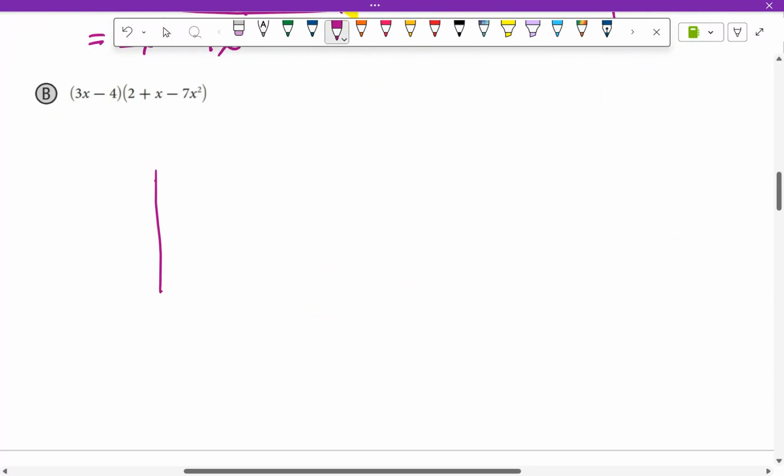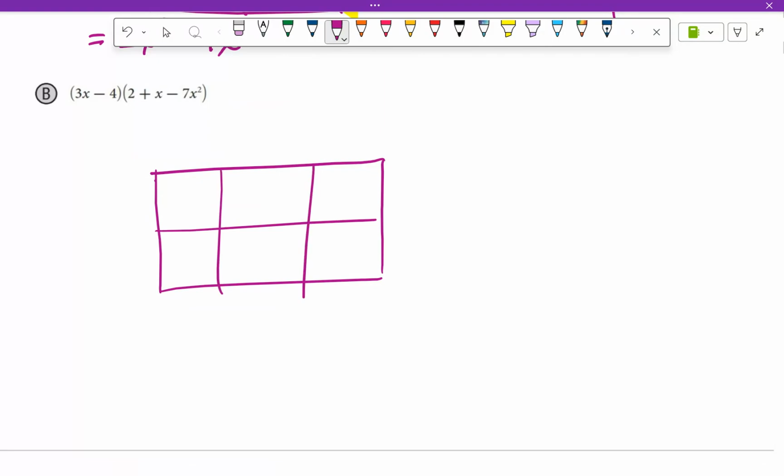I'm going to do a little bit of it, and I'm going to give you a little bit more of it to do on your own this time. All right, so I'm doing my 2 by 3 box because I had a binomial and a trinomial, okay? Trinomial is going to go across the top. So 2 plus x minus 7x squared. And then down the side, 3x, and I'm keeping that negative with the 4. Okay? All right, you try to fill out the box this time. See if you can do it on your own.